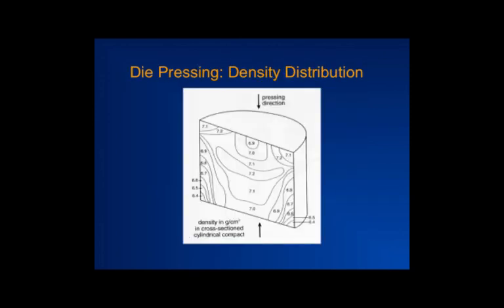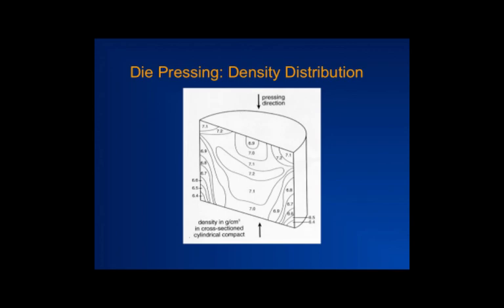Another thing that happens is the density is not very uniform, even in a simple shape like this, a cylinder. If you take a cross section of that, and if these two are the pressing directions, you will notice that in the core there's a little bit higher density, and near the corners there's a little bit higher density, but over here the density is lower. So you just pressed it from the top. And you can see, the density is not uniform.